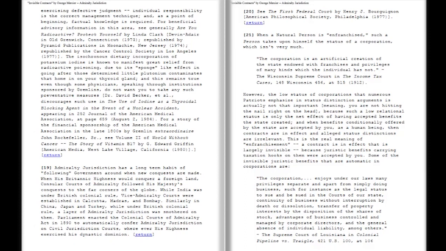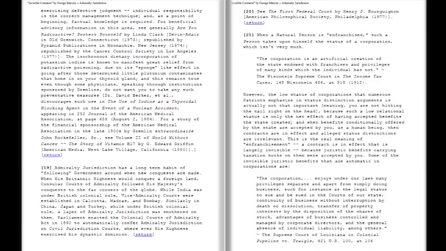Individual responsibility is the correct management technique, and, as a point of beginning, factual knowledge is required. For beneficial advisory information in this area, see generally Are You Radioactive? Protect Yourself, by Linda Clark Devontaire, in Old Greenwich, Connecticut, 1973, republished by Pyramid Publications in Moonachie, New Jersey, 1974, republished by the Cancer Control Society in Los Angeles.